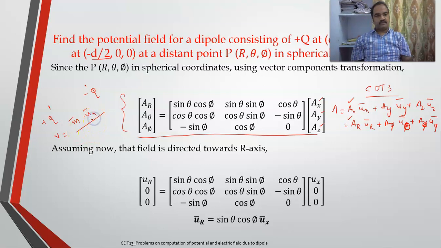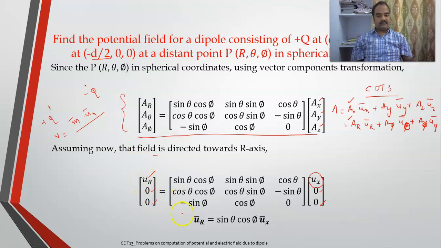Okay, so I haven't considered any other thing. That's why I'll consider only the x component here. The x component is ux, and these are 0 and 0. I don't have any y component and z components. Here I'll assume that the field is directed towards the r axis, which we have seen in the last slide, so I don't consider these angles.